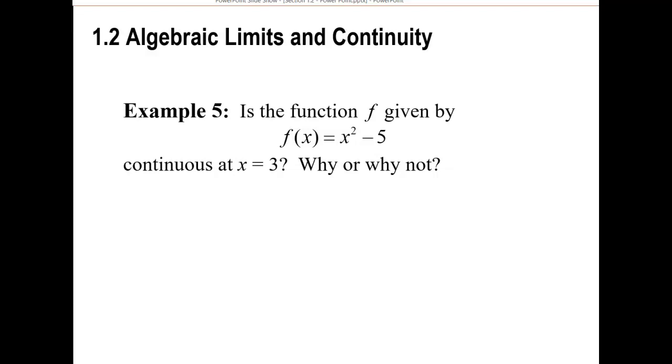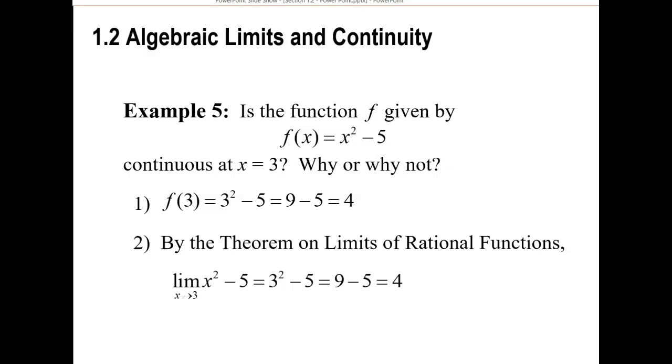All right, is the function f given by f of x equals x squared minus 5 continuous at 3? Why or why not? So we're going to go through our checklist. Number 1, does f of 3 exist? So f of 3 would be 3 squared minus 5, 9 minus 5 is 4. So yes, it exists.